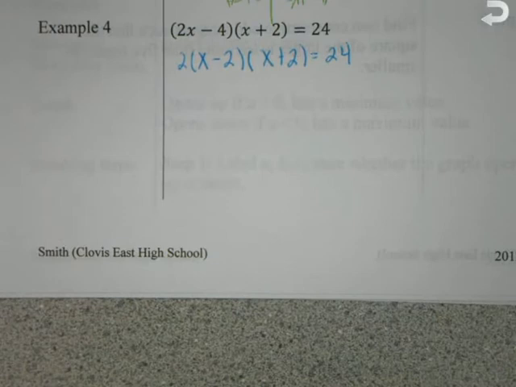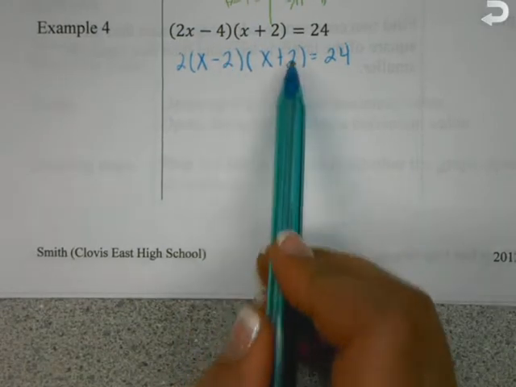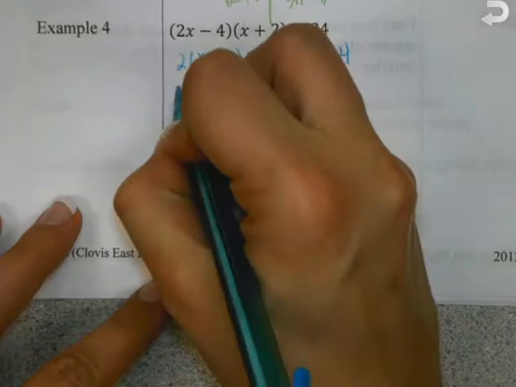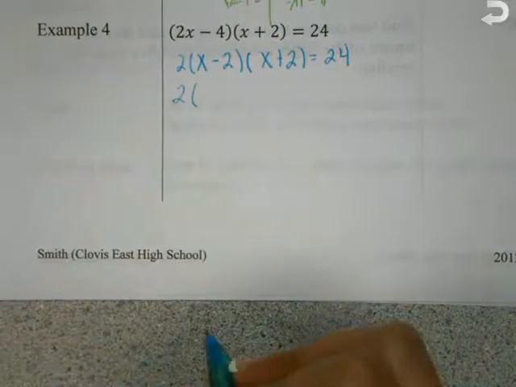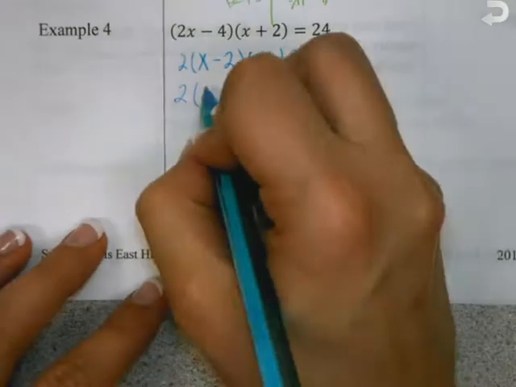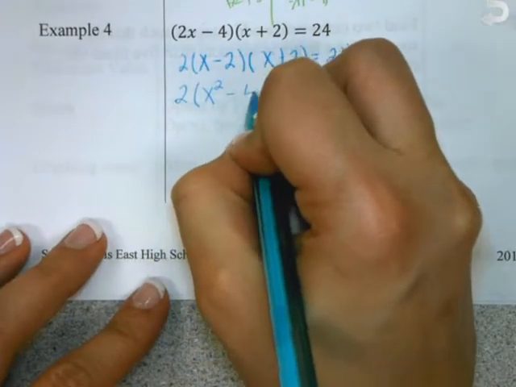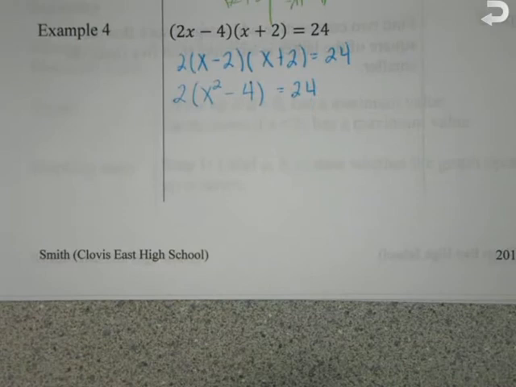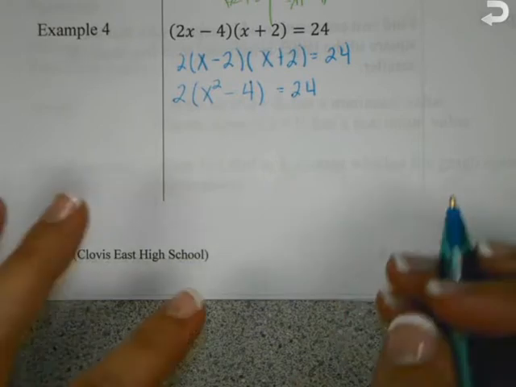X minus 2 times x plus 2, what does that look like to you? That's actually a difference of 2 squares. What would it look like if it wasn't factored out that way? x squared minus 4 equals 24. Now I have a quantity that I can substitute in. So we're going to let a equal x squared minus 4.